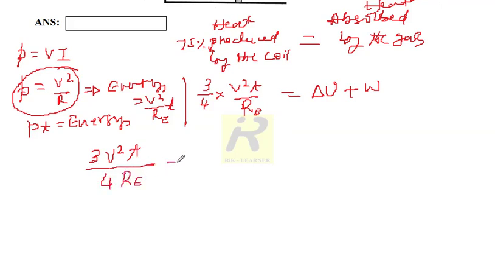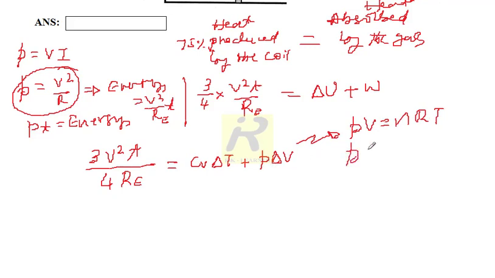which equals CV into delta T plus P into delta V. But we are not given the change in volume or any pressure. So by using PV equals nR into T, P into delta V is nothing but nR into delta T.